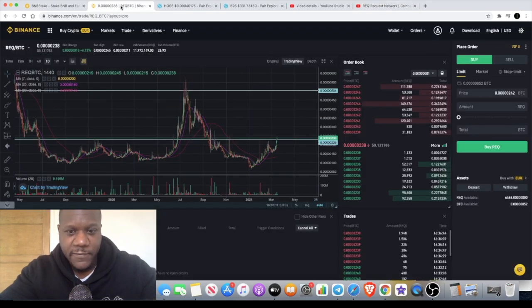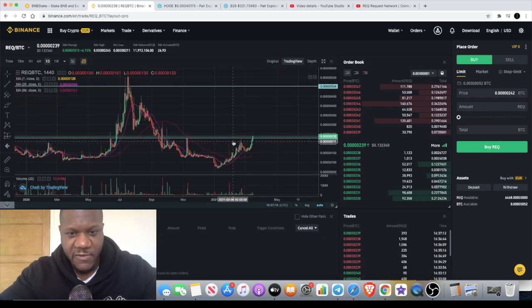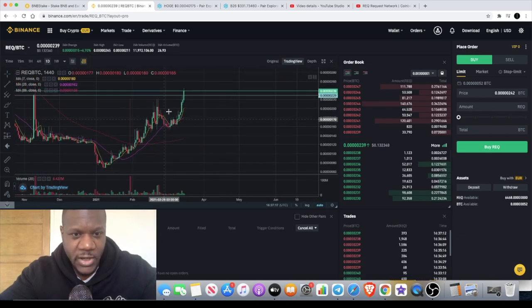Okay, so fast forward just shy of a month later, we now have that breakthrough. It did get rejected over here like I thought it would. It came down, and it's got that curve pattern round back to the upside. So it tested it again, and it's broken through. However, it's not closed yet. We are on a one daily chart.